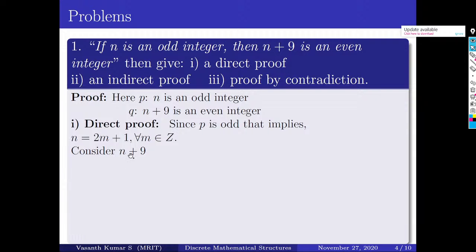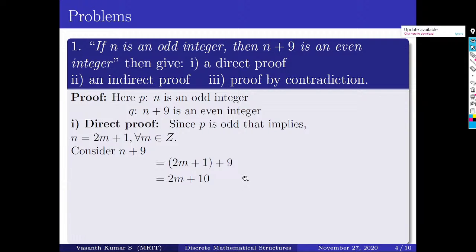Now consider n plus 9. I am considering Q, n plus 9. So I have defined n as an odd number. As I have defined n as an odd number, just substitute n equal to 2m plus 1. 2m plus 1 plus 9. Expanding that, 2m plus 1 plus 9 becomes 2m plus 10, since 1 plus 9 equals 10.